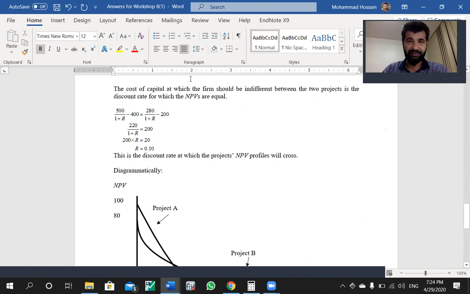The cost of capital at which the firm should be indifferent between two projects is the discount rate for which the NPVs are equal. So these two formulas will be the same. How much will your R be? 10%.